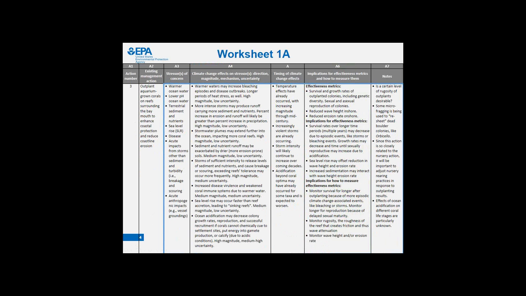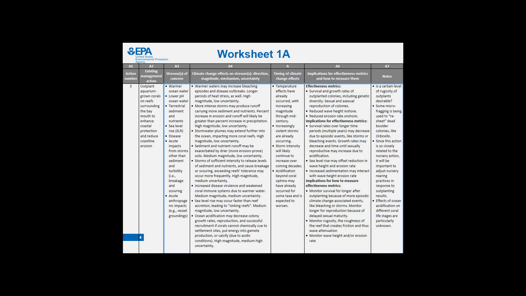Looking at column A6, the implications for effectiveness metrics and how to measure them. So if, back to column A2, what we're trying to accomplish here is outplanting corals so that they can protect us from coastal erosion, we want to know a few things. Some of the effectiveness metrics are the survival and growth rates of the outplanted coral colonies, including their genetic diversity and how they are reproducing. Are they reproducing at all? If so, are they reproducing asexually through fragmentation and or sexually?